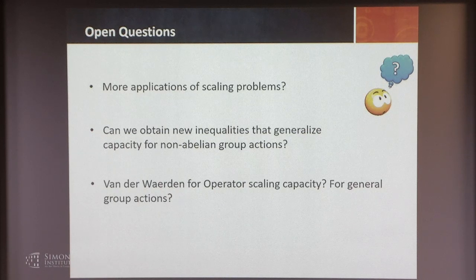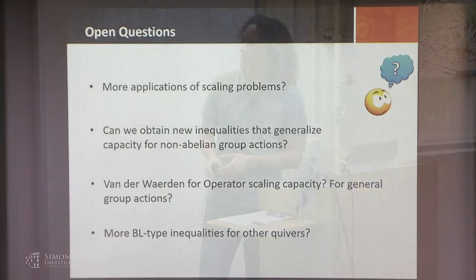And the other one is, can we get more Brascamp-Lieb type inequalities for other quivers, for example? So these are open questions that we really don't know. And thanks.